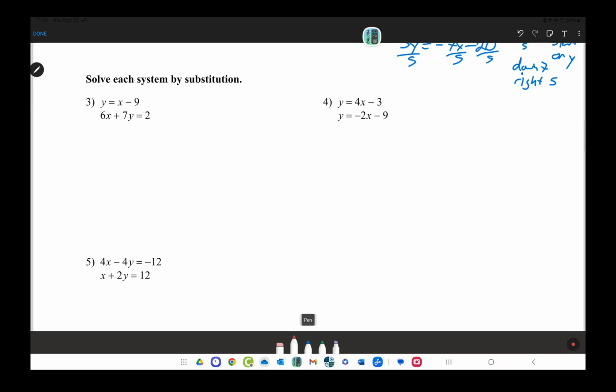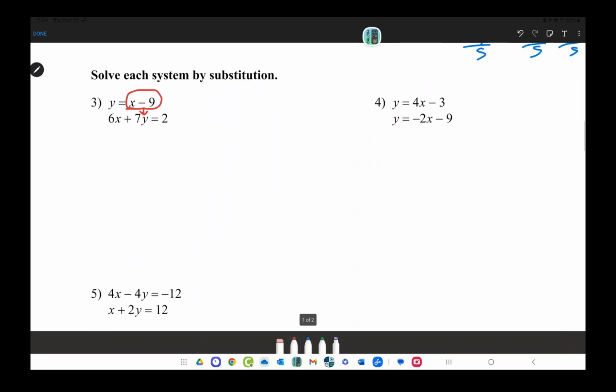Number 3, 4, and 5, we're going to use substitution. Now, number 3 and 4 are kind of made for substitution, where you already have a variable by itself. So we're going to take what y equals for number 3 and plug it in for y in the other equation. We'll zoom in here so you can see that. We'll look together.